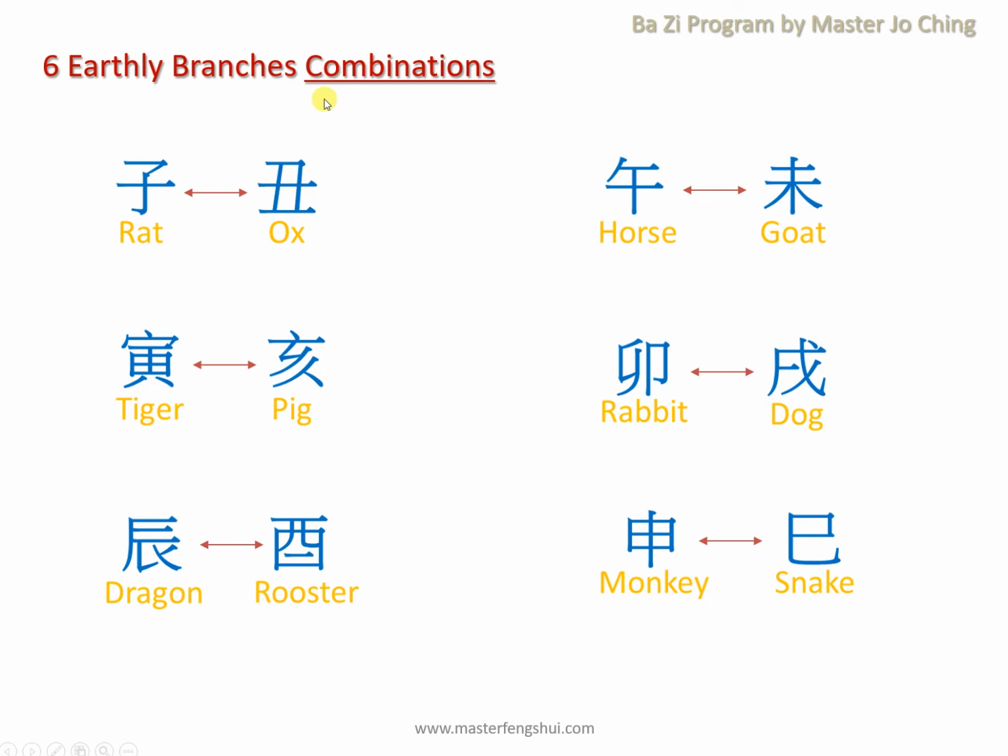So this actually forms the 6 combinations according to the Bazi concepts. So we have 子丑, one combo, which is between the rat and the ox. We have yin hai, between the tiger and the pig. We have dragon and rooster, chen and you. We have the horse and the goat, wu wei. We have rabbit and the dog, Mao Shi. We have monkey and the snake, Shen and the Shi. So this is known as the 六合 6 combo.